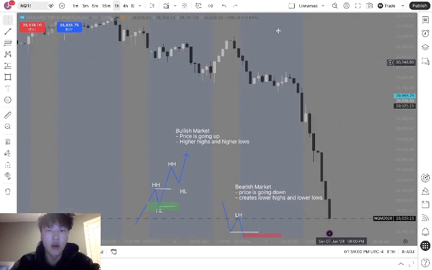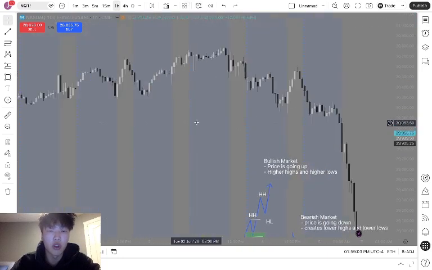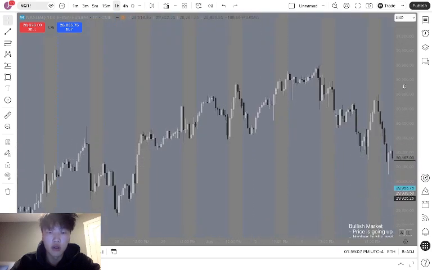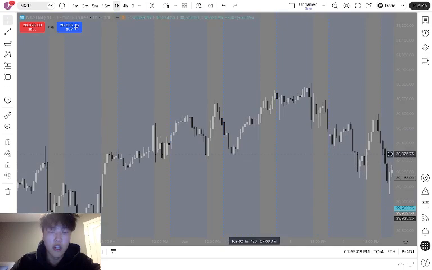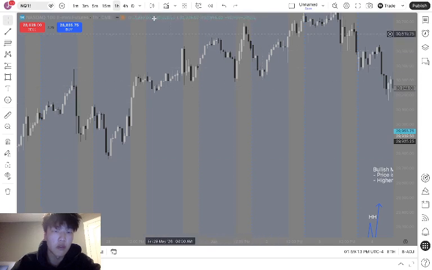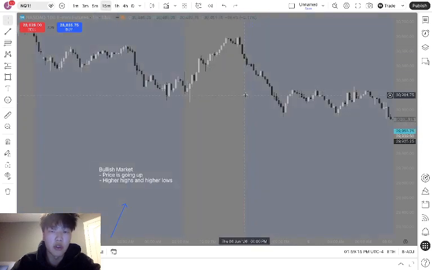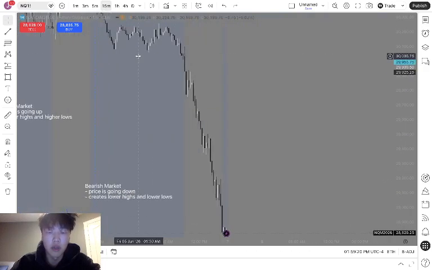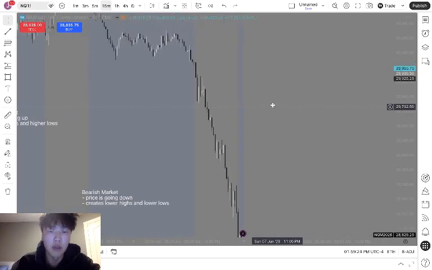Now, let's go look at what this would look like on a real chart. So let's go right here. Right here, we've got a little bit of consolidation, but also a little bit of bullish. But this one here, okay, perfect. Price was dumping on Friday, so that's why it's extremely bearish.